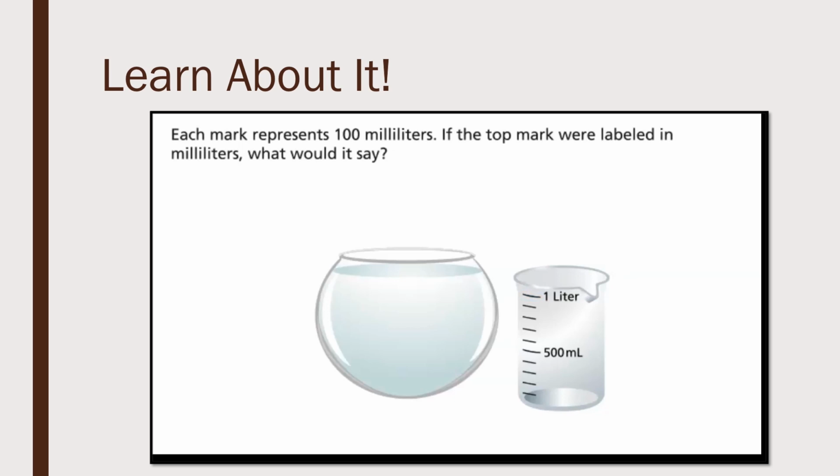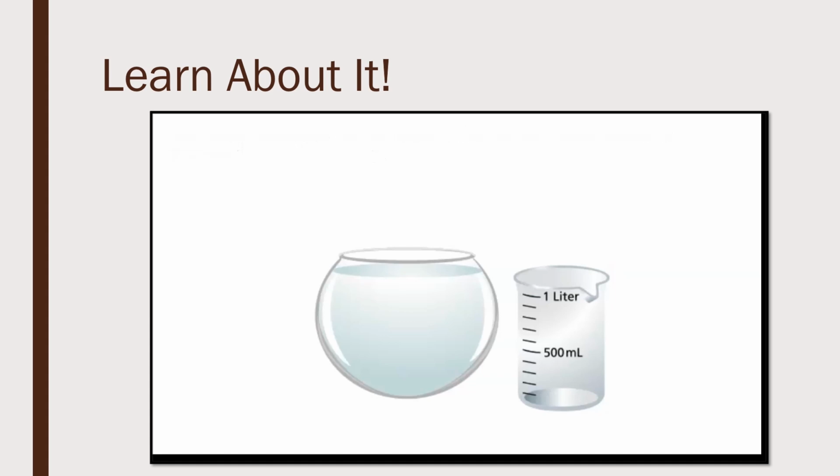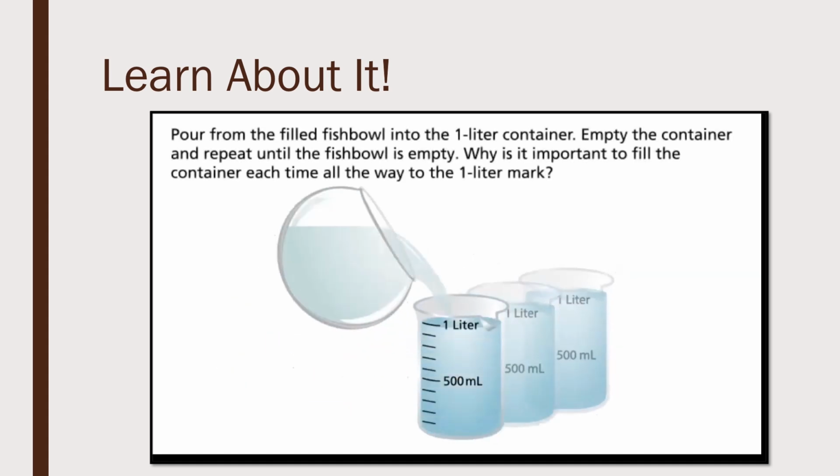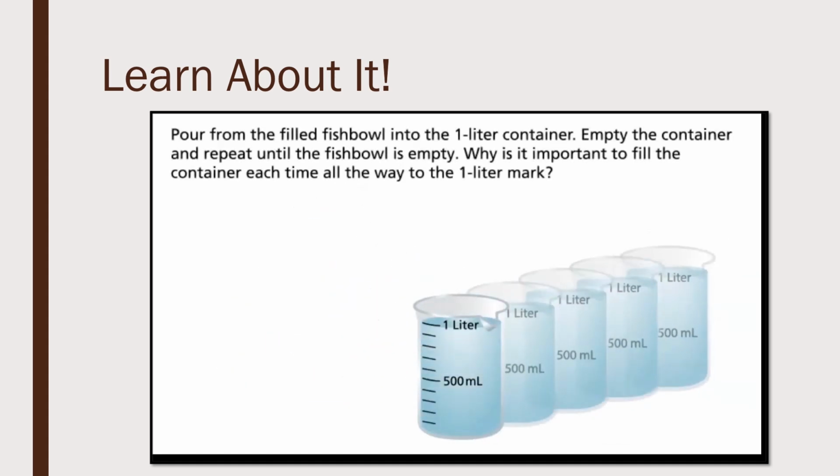So think about this. On this container here, we have two lines represented. The top line says 1 liter. Halfway down, it says 500 milliliters. How many milliliters do you think 1 liter is equal to? The top line represents 1,000 milliliters. Pour from the fishbowl into the 1-liter container. Empty the container and repeat until the fishbowl is empty.